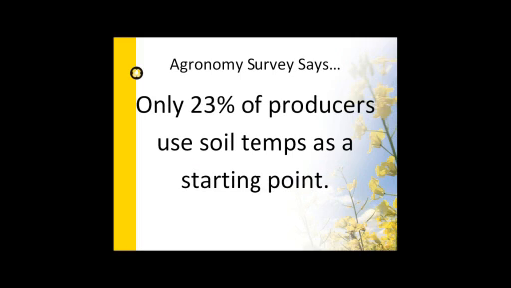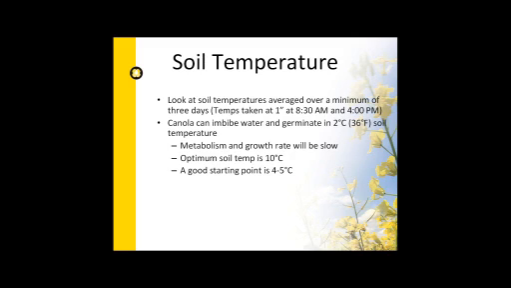As far as soil temperature, 23% of producers use only soil temperatures as a starting point. I always say you should be looking at about 8:30 in the morning and 4 o'clock in the afternoon, taking that at 1-inch seeding depth. Canola can imbibe water and germinate in 2 degrees C soil, which is 36 degrees Fahrenheit, but the growth rate would be slow, and this is where we sometimes see uneven emergence. I look at a good starting point as 4 to 5 degrees C at seed depth. In some areas, it may be pushing those limits, but if you are going to be pushing the soil temperature limits, you need to be thinking about keeping your seeding rates up.